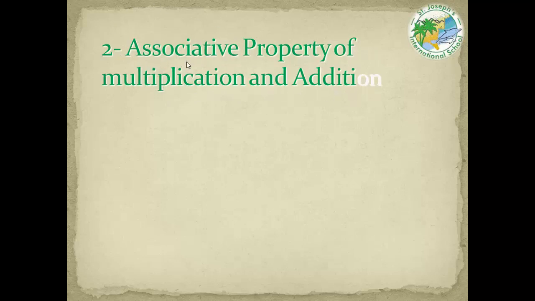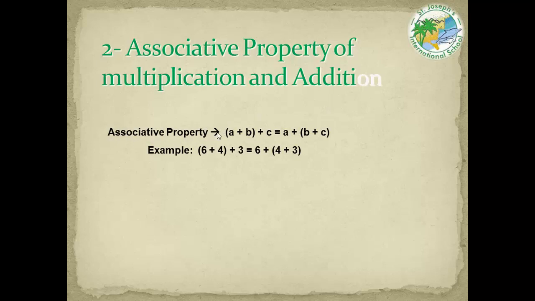The associative property, we can use this property in multiplication and addition. In associative property, if we have three numbers, we can write a bracket between two numbers. A plus B plus C equal A plus B plus C, with the bracket between A plus B, and equal the same number if we write the bracket between the other numbers on the right side.